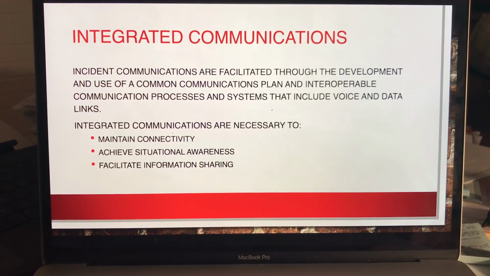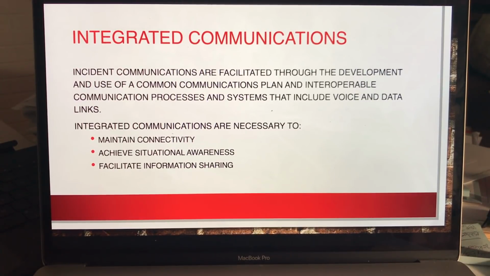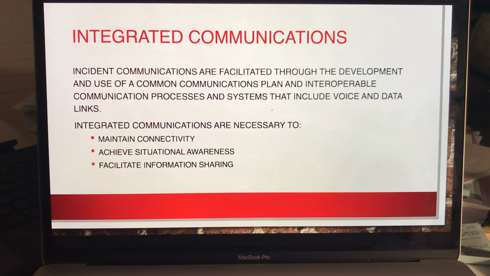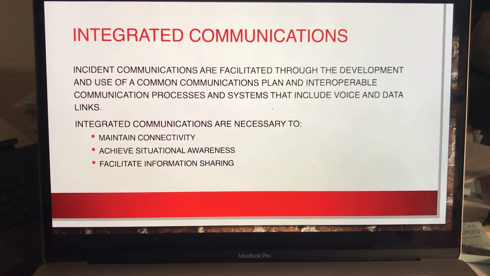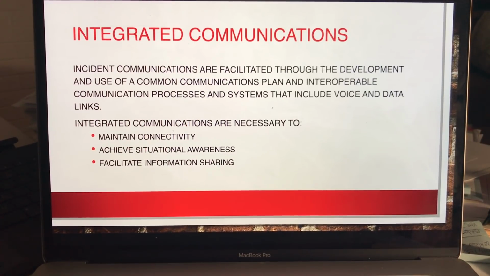Integrated communication. Incident communications are facilitated through the development and use of common communication plans and interoperable communication processes and systems that include voice and data links. Integrated communications are necessary to maintain connectivity, achieve situational awareness, and facilitate information sharing.